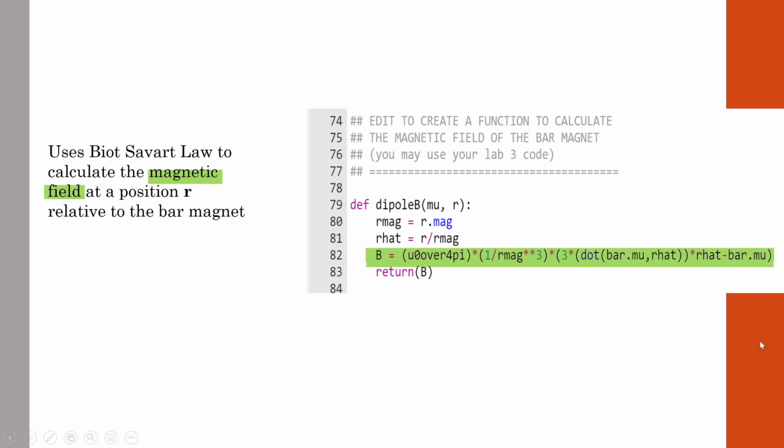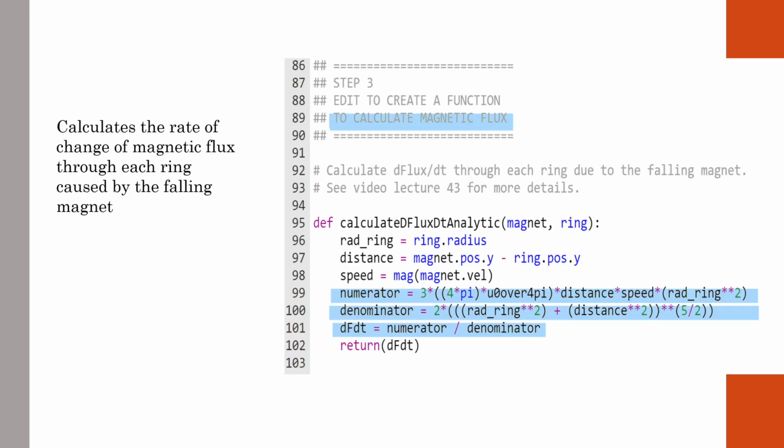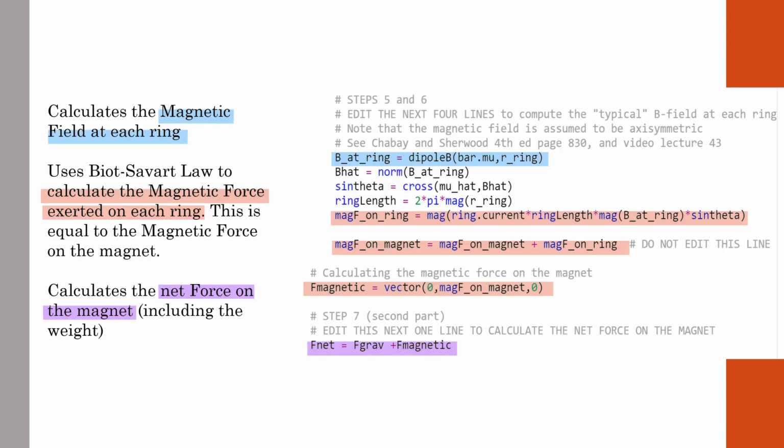So in this section of code, we calculated the magnetic field at a position r relative to the bar magnet. This section calculates the rate of change of magnetic flux through the ring caused by the falling bar magnet. The blue calculates the magnetic field of each ring. The pink section calculates the magnetic force exerted on each ring using the Biot-Savart law, which is equal to the magnetic force on the magnet. And the purple calculates the net force on the magnet, including the weight.